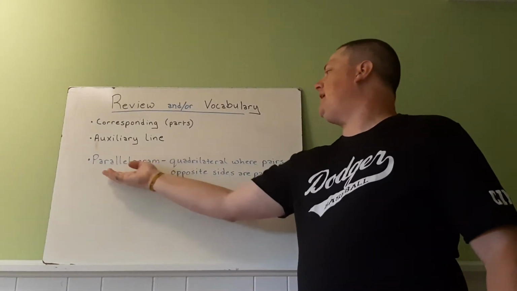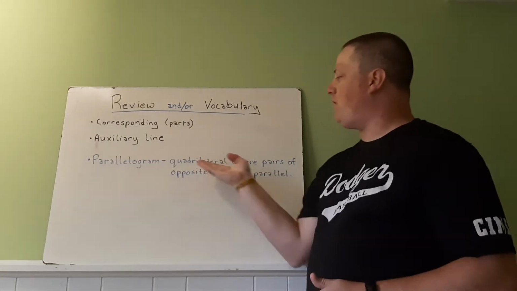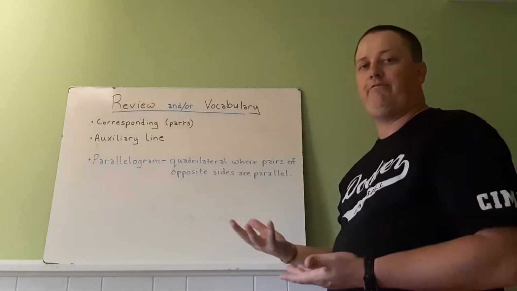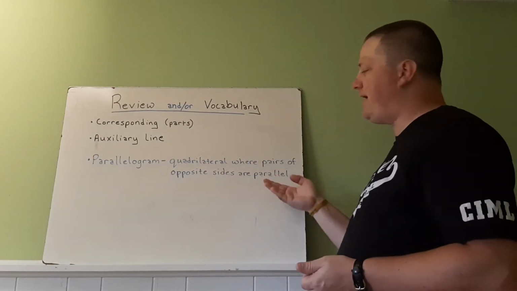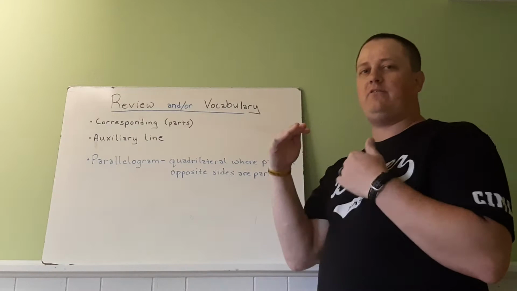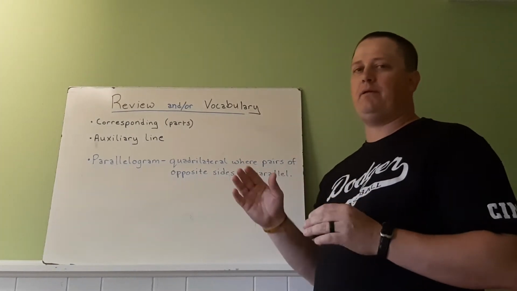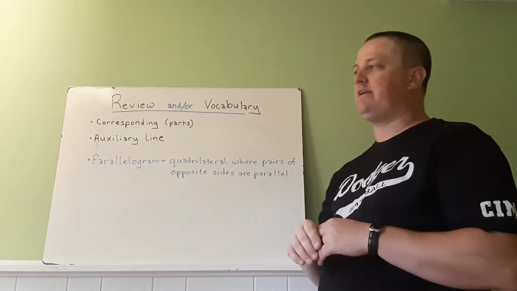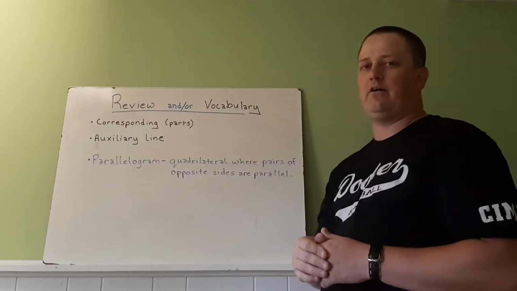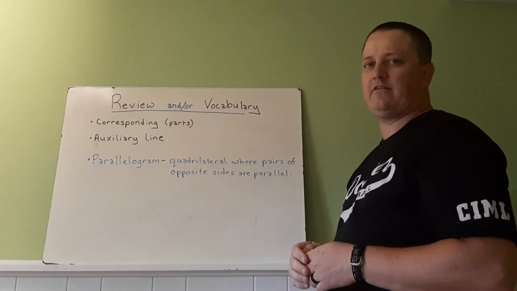New word here today is parallelogram, which is a quadrilateral, otherwise known as a four-sided shape, where pairs of opposite sides are parallel. So your opposite sides must be parallel. They cannot be lines that, if you extend them, will cross at some point. They have to be perfectly parallel to be a parallelogram, and there has to be two pairs of them.